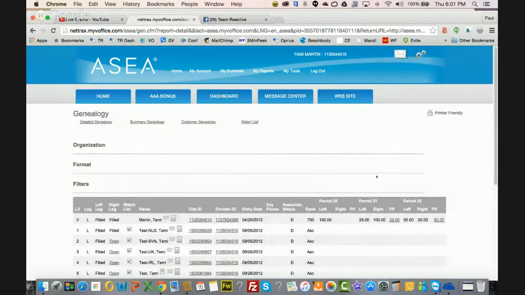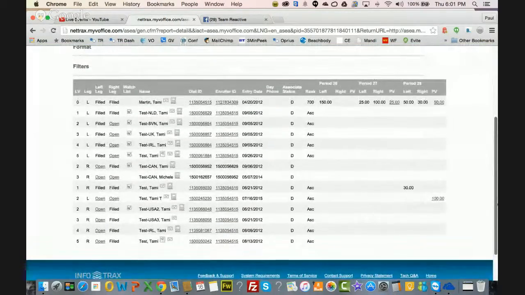So we're here in the account, and as you can see, this will show someone's organization. Tammy will be at the top. And to answer the question, why wouldn't an associate enrolled show up on the detailed genealogy report? They absolutely should. But let me just explain what you're looking at here in the detailed genealogy report. On the left here, this will tell you what level, LV is level, that the person is away from you.